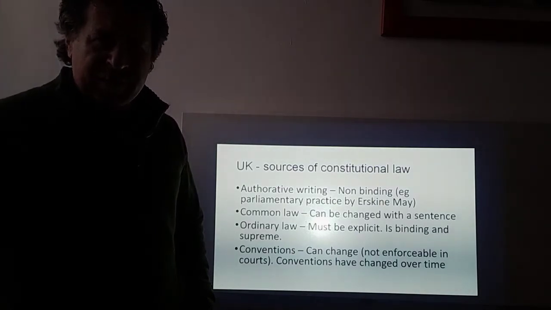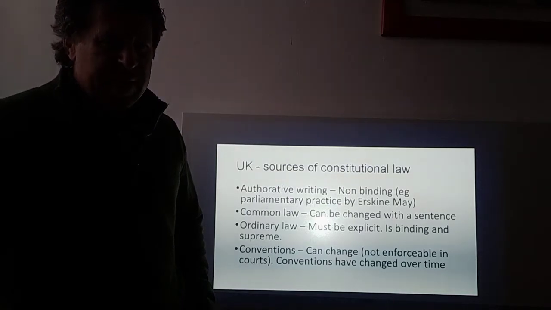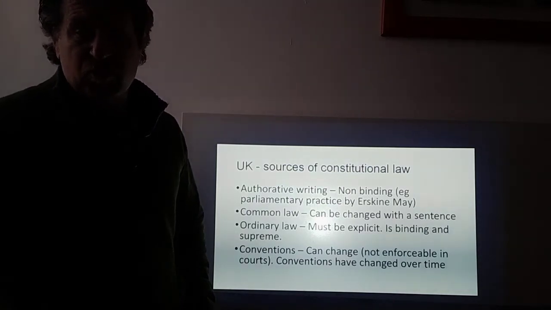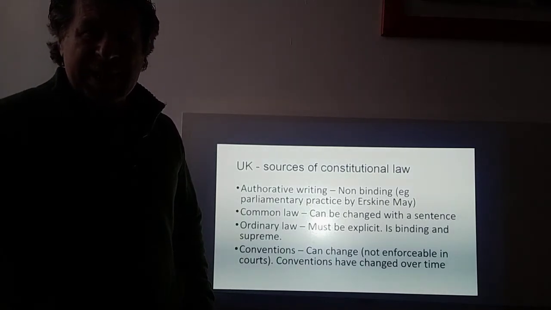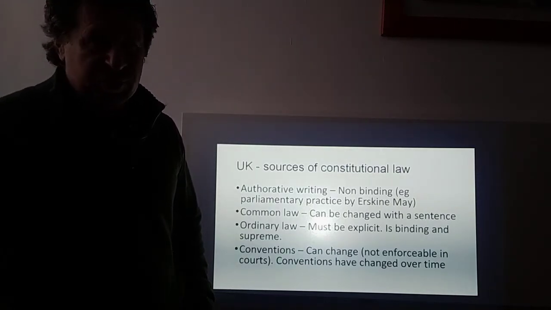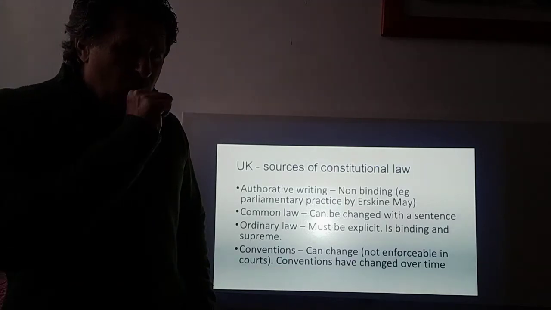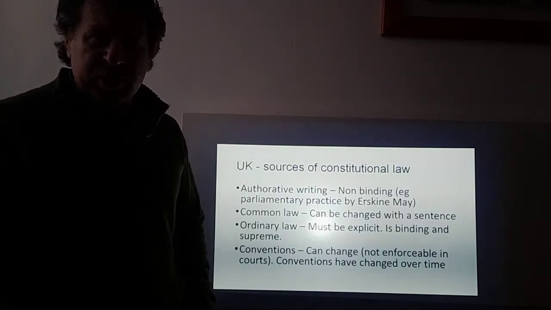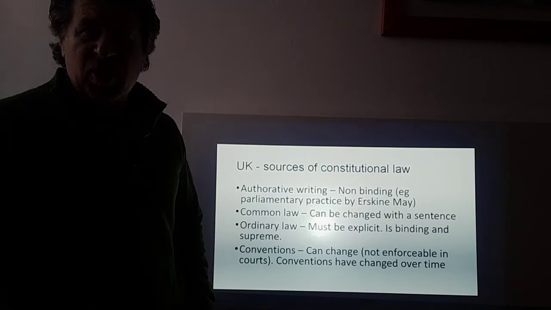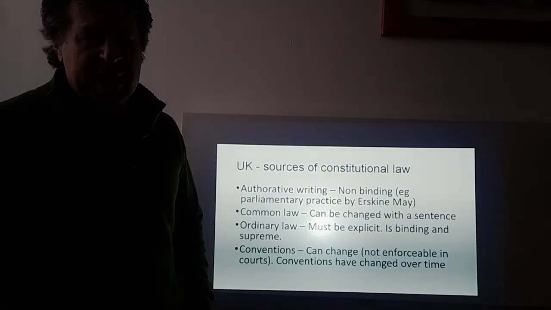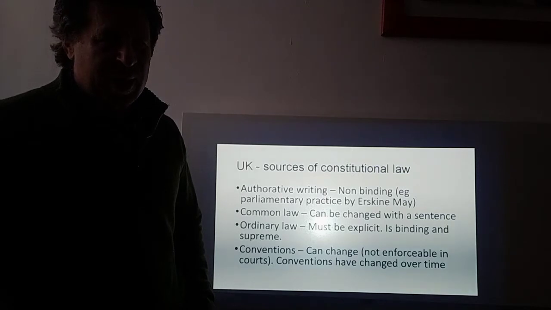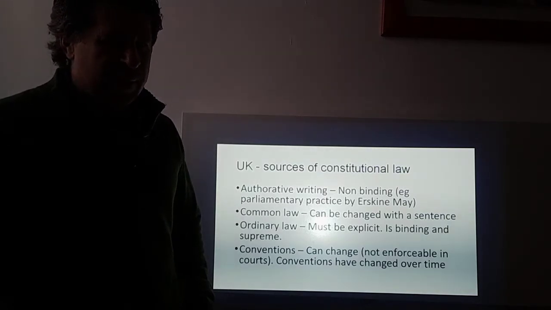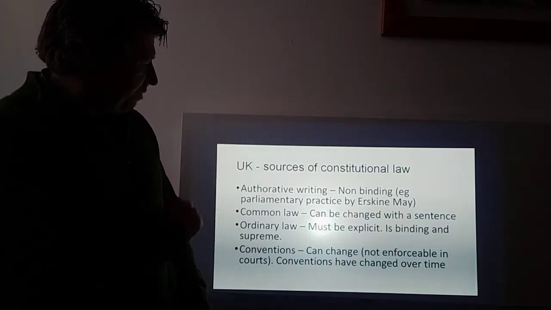England is very different. The English Constitution isn't written. There are some written parts, but mainly it's common law, so it's not written. And there are many sources to the UK constitutional law. It's UK, not England. The UK constitutional law. For example, we've got authoritative writing.